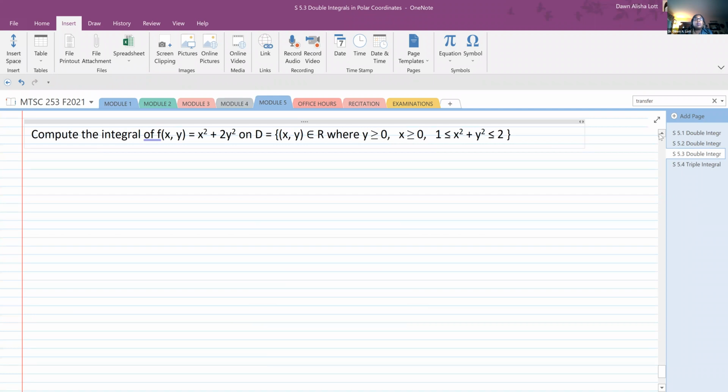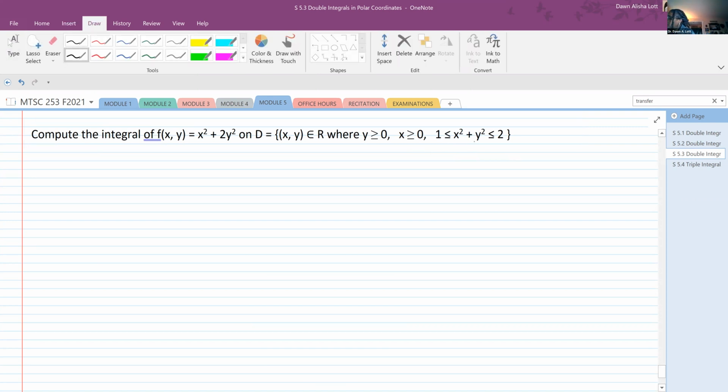It's a lot. Okay. So compute the integral of this function, x squared plus 2y squared, on the domain where x and y are real numbers, y is greater than 0, x is greater than 0, and I'm on an annulus. For this one, you can see that x squared plus y squared is between 1 and 2. So if I graph the first one, x squared plus y squared is equal to 1.